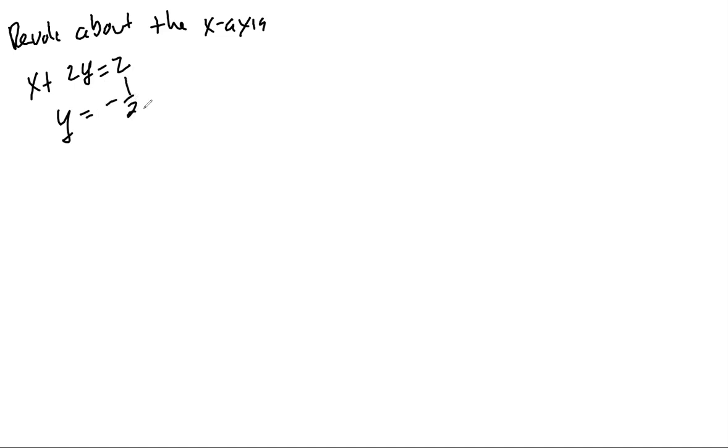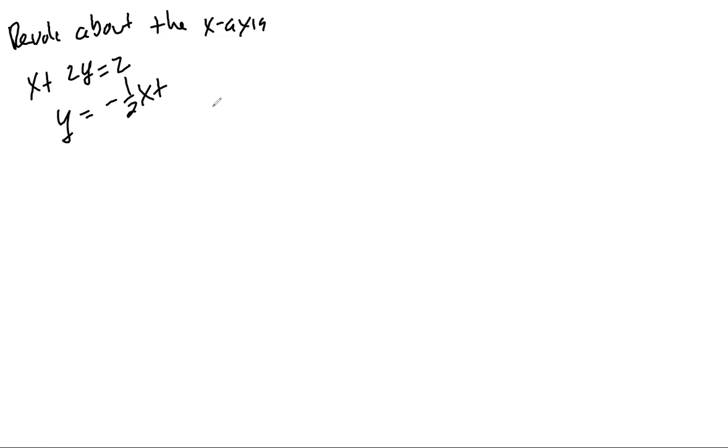Now, we're going to do some classic revolution problems. The next problem we're going to look at is we're going to revolve about the x-axis. We have x plus 2y equals 2. So really, if we solve this for y, we're going to get y equals -1/2 x plus 1. We're going to revolve this around the x-axis.